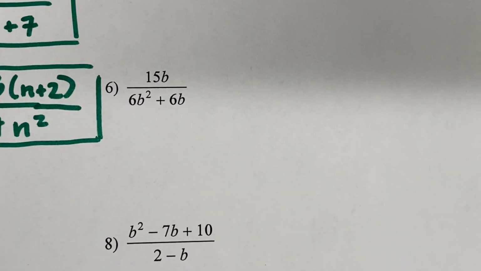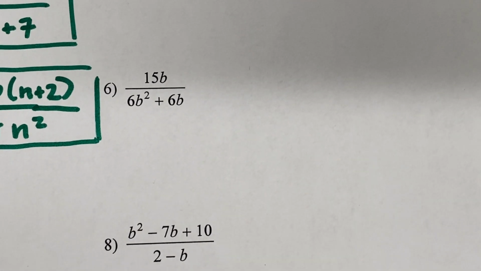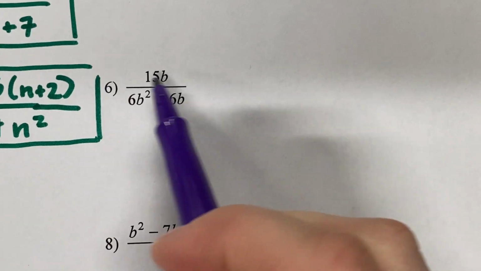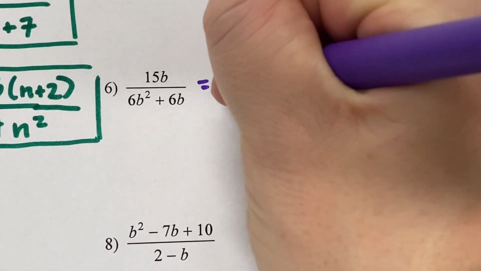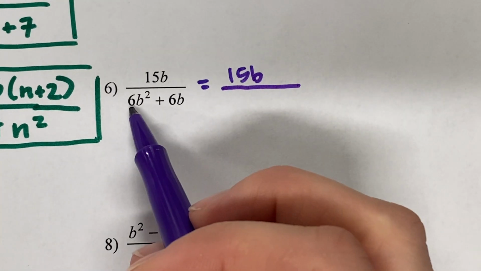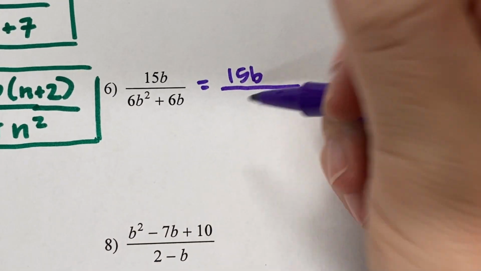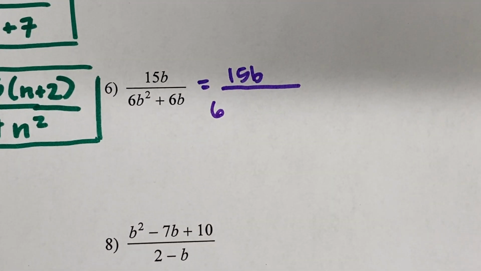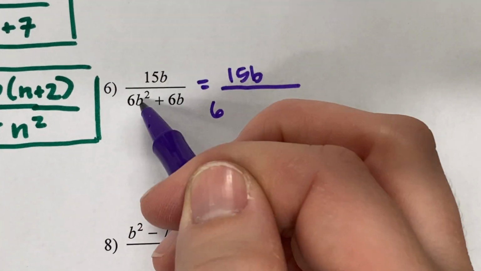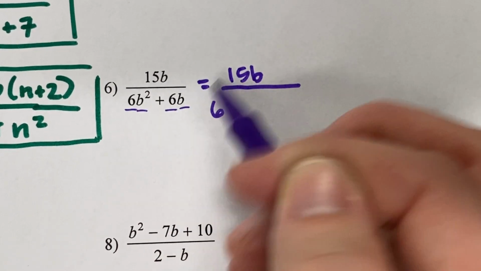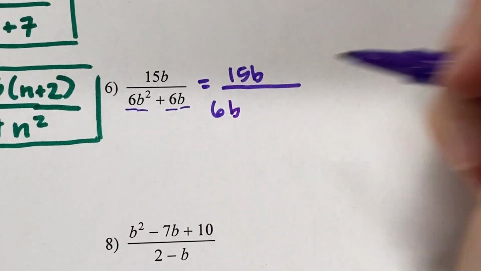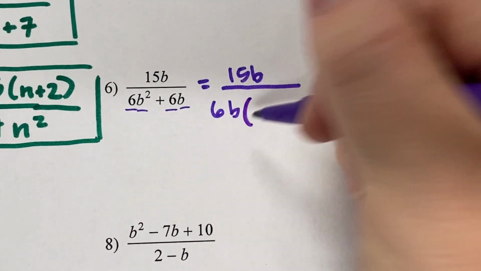Okay, number 6. Our numerator cannot be factored. Okay, so we're just going to leave it as 15b. But then my denominator, right, 6 and 6, well, that's easy. They share a 6. We can divide a 6 out of both those guys. And then b squared and b, I can take the smaller amount, which is just 1b. So 6b I can factor out.